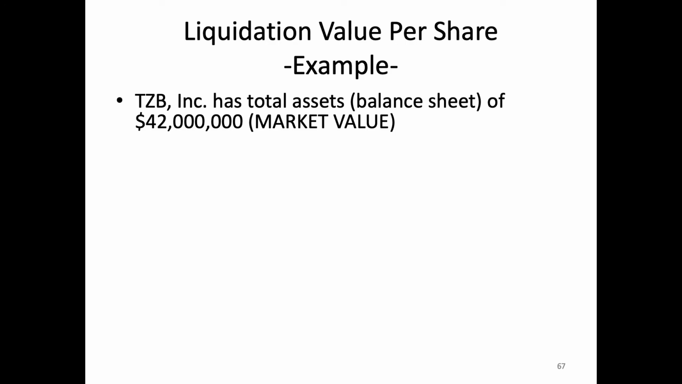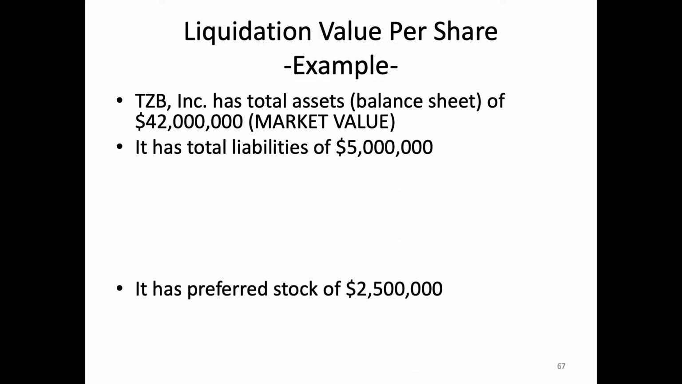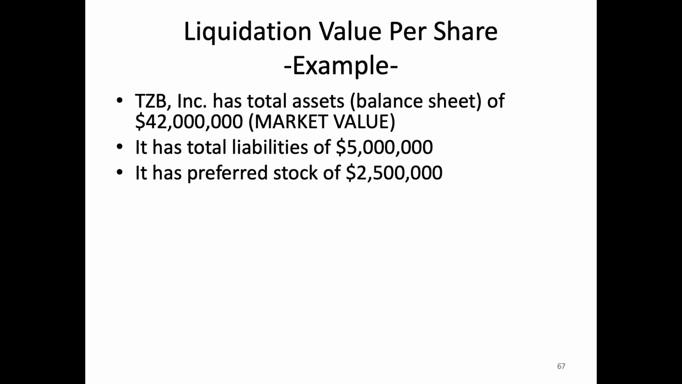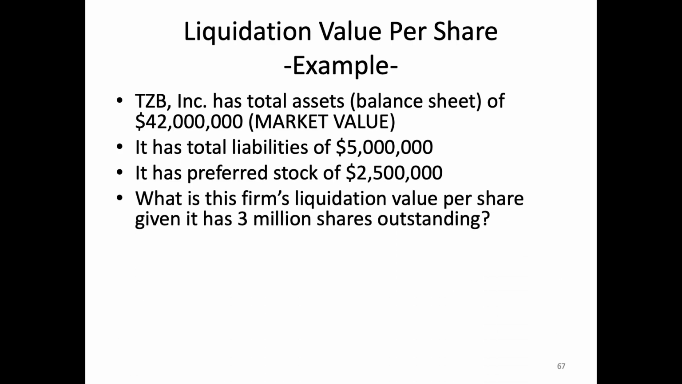So I'll show you the example. You'll be given some numbers. Here it's the same firm, but the market value of the assets is $42 million. We paid $25 million for those assets, but it shows us in this problem they're worth $42 million. We have the same liabilities. It's the same firm, the same preferred stock claim on the firm, the same number of shares.